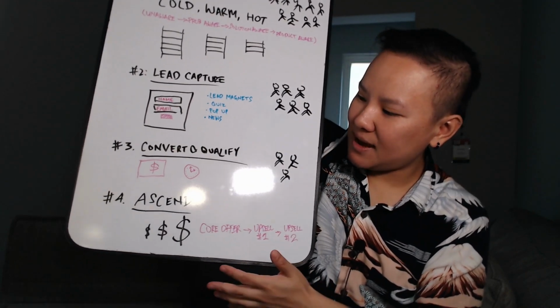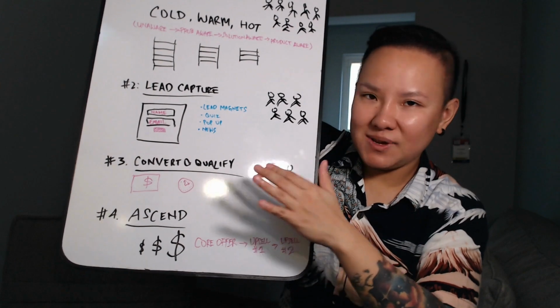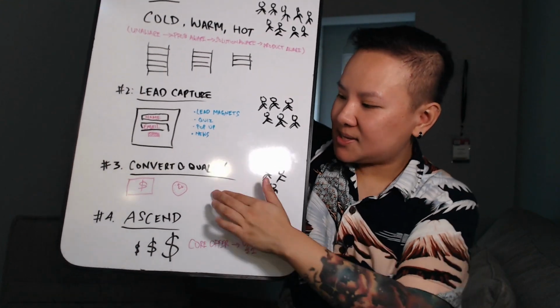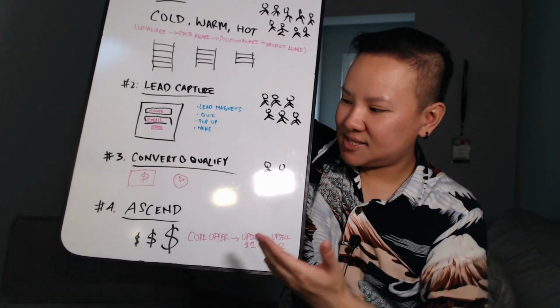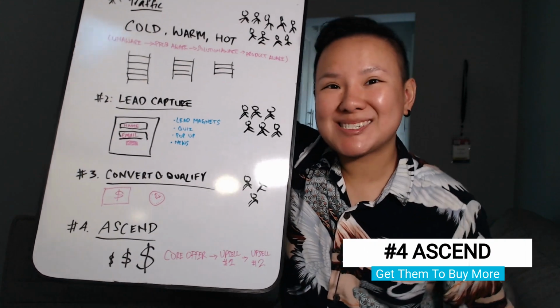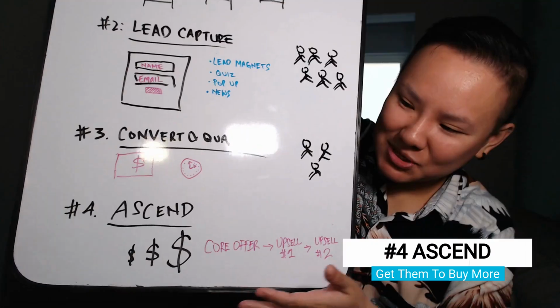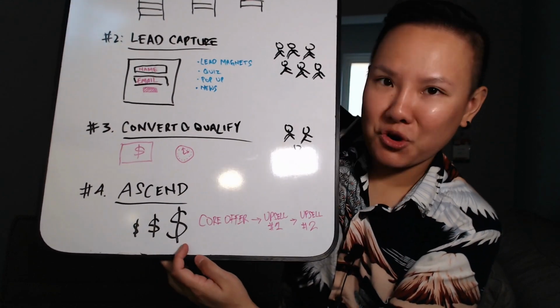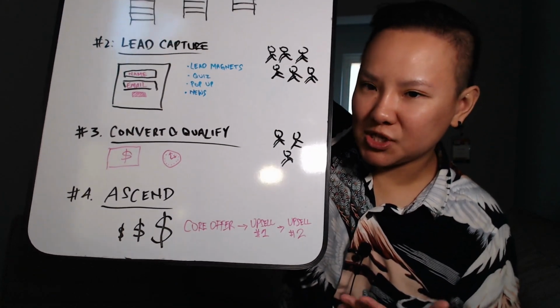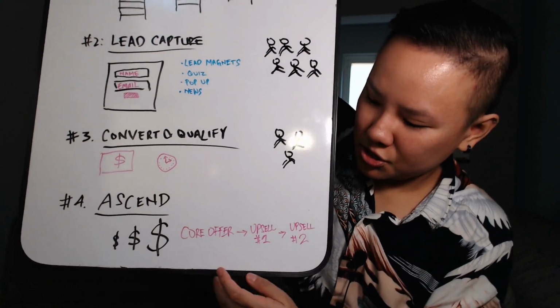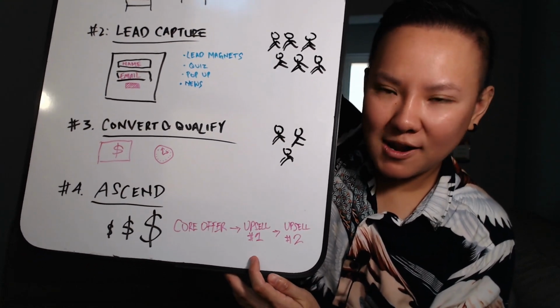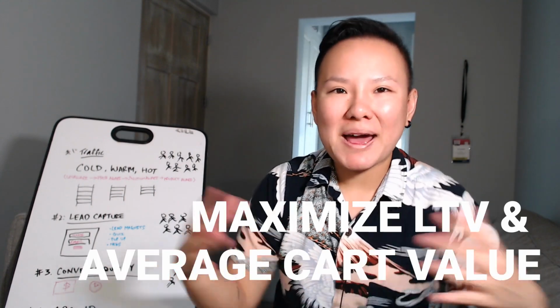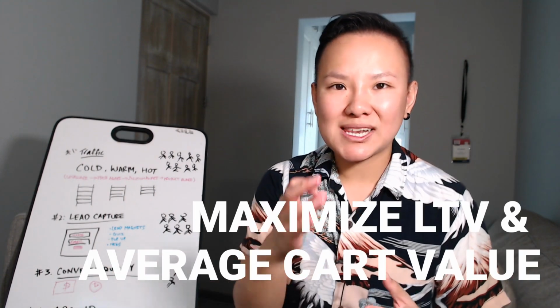So once you get them to commit either their time or their money, it's time to move them down to stage number 4, where we start to ascend them. So what is ascending them? As you can see, ascending them is small money, bigger money, bigger money. Basically what we're trying to do is to move them from core offer to upsell number 1 and then upsell number 2. Now the idea here is that we want to always try to maximize every single customer's lifetime value.